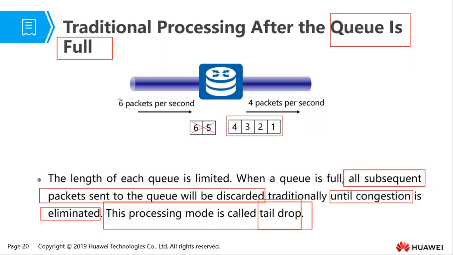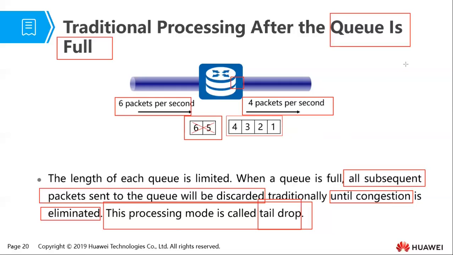So let's look at this example. We have 6 packets coming into this particular router per second, but the router in its queue can only process 4 packets per second. So after the queue is filled, any packets that come in will simply be discarded. It will only be able to process packets 1, 2, 3, and 4. Otherwise, 5 and 6 are going to be discarded.